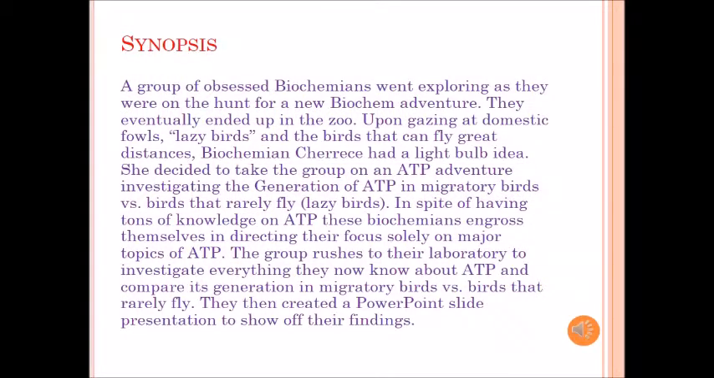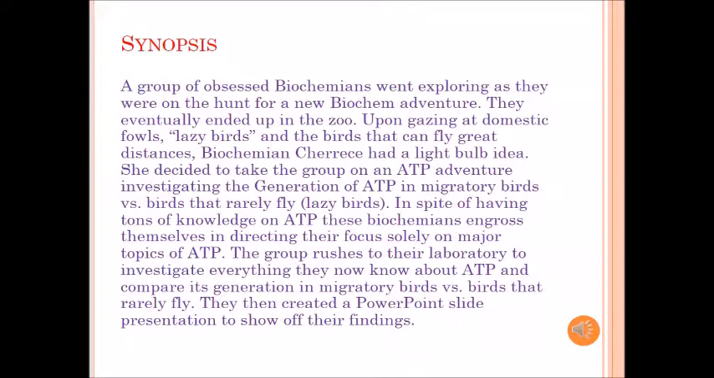Next is a synopsis. This is basically how my group and myself came up with the idea for this presentation. It is as follows. A group of obsessed biochemians went exploring as they were on the hunt for a new biochem adventure. They eventually ended up in the zoo. Upon gazing at domestic fowls, lazy birds, and the birds that can fly great distances, biochem Sharice had a light bulb idea. She decided to take the group on an ATP adventure, investigating the generation of ATP in migratory birds versus birds that rarely fly, lazy birds.